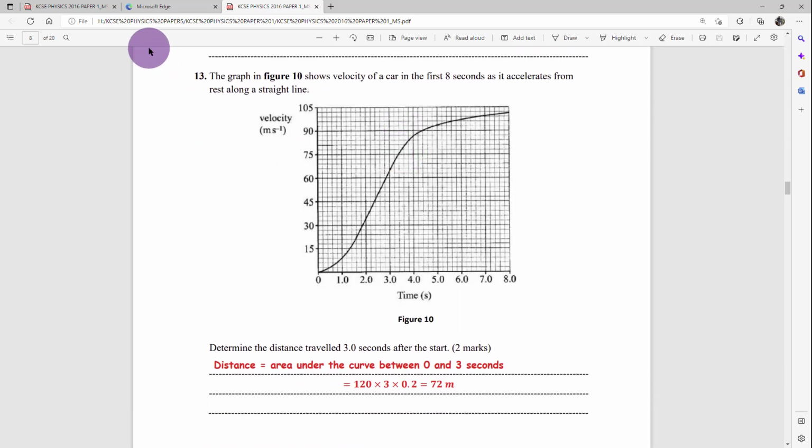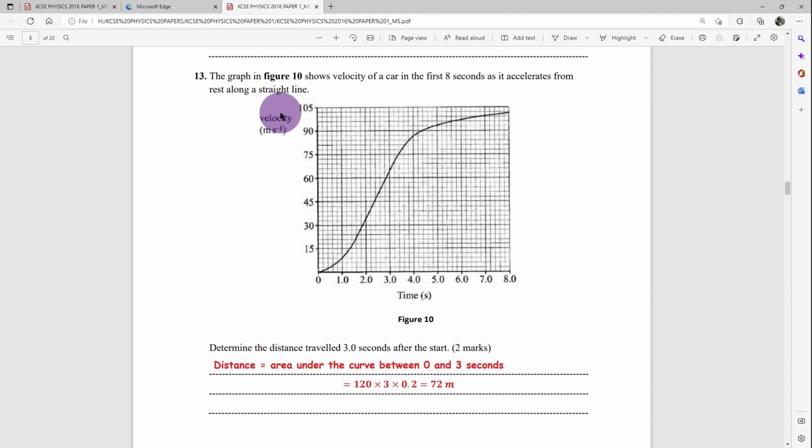Let's look at question 13. In question 13, we are told the graph in figure 10 shows velocity of a car in the first 8 seconds as it accelerates from rest along a straight line. Determine the distance traveled 3 seconds after the start. So up to this point.